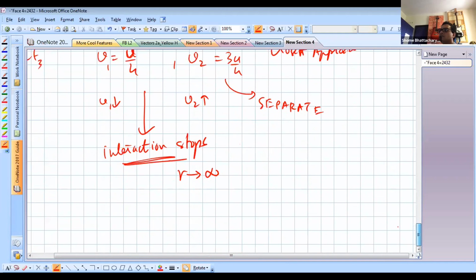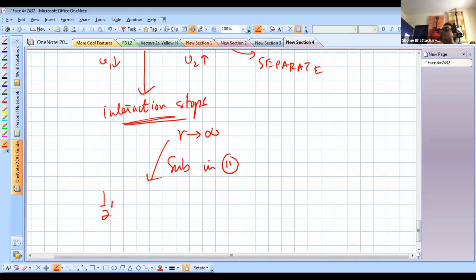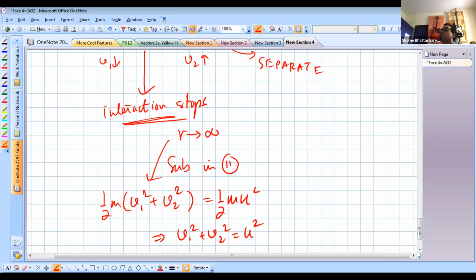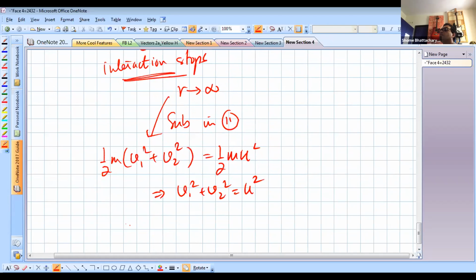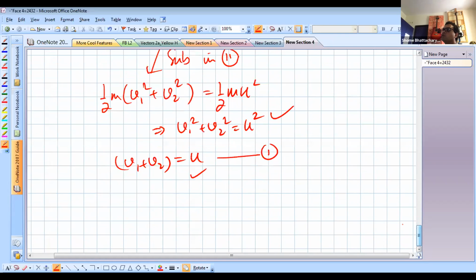If you put r tending to infinity, you actually get a pair of solutions. Substituting r tending to infinity in equation 2, it becomes half m (v1 square plus v2 square) equal to half mu square, or in other words, v1 square plus v2 square is equal to u square. And you also have equation 1, which is v1 plus v2 equal to u. This is coming from momentum conservation. So this and this now become a pair of equations which helps you solve for v1 and v2, and that gives you a quadratic equation.